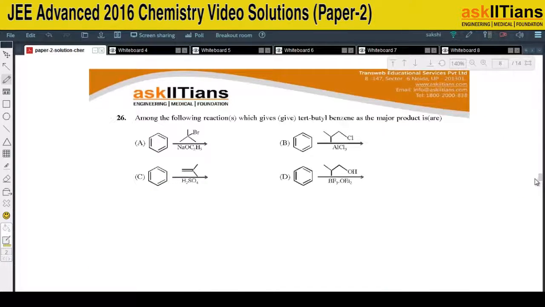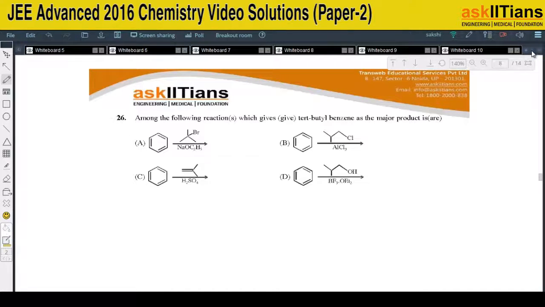Now students, done with question number 25, it's time that I should begin question number 26. If I ask you to read, the question says that among the following reactions that have been given to you, which give or gives tertiary butyl benzene as a major product? So what we'll do, I'll try to write down each and every reaction and then we'll see what the products will be in each case. What we have to find out is the specific set of reactions in which tertiary butyl benzene will be formed as the major product.